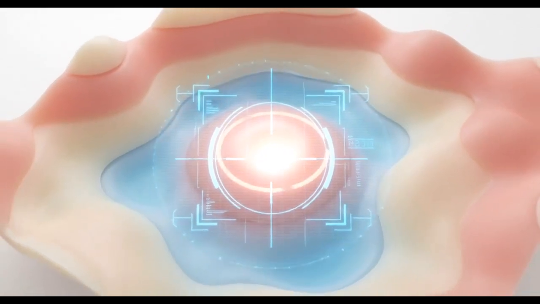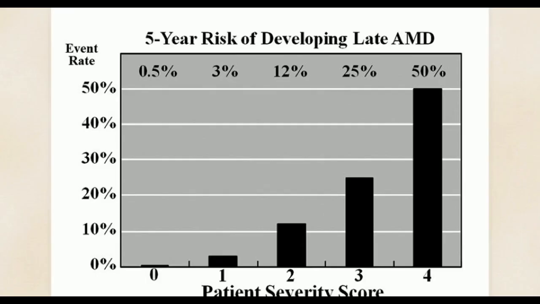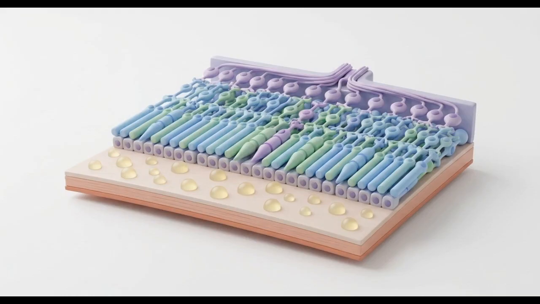Returning to this chart, look at the 0 column. This represents our lowest risk tier, with a baseline 0.4 to 0.5% chance of progression. To place a patient in this tier, they must present with only small drusen. Crucially, they must also show an absolute lack of any pigmentary changes.